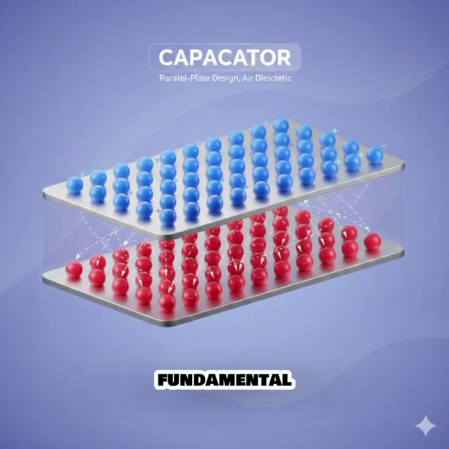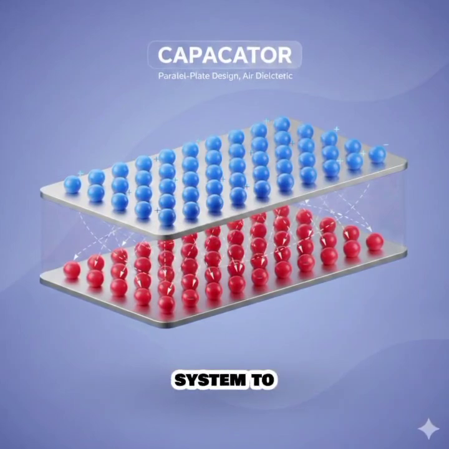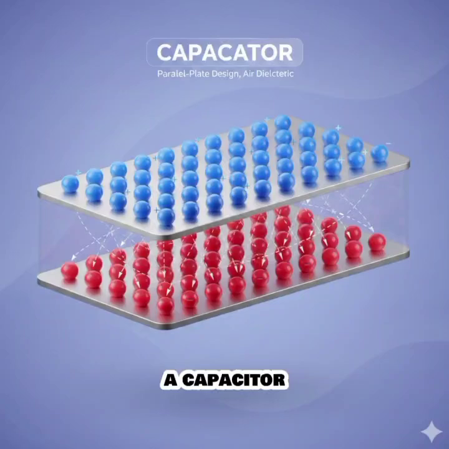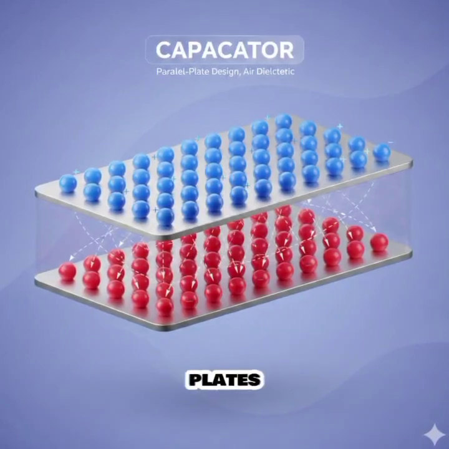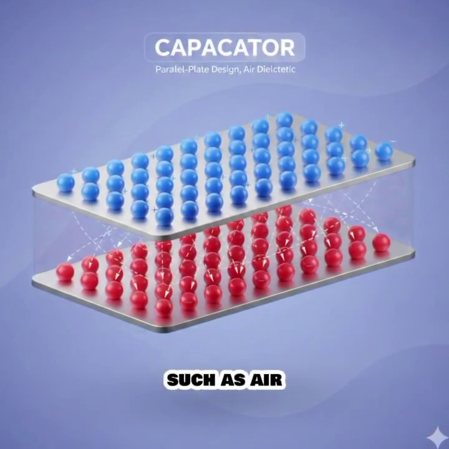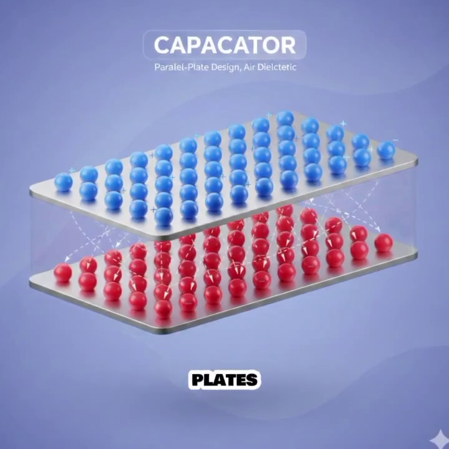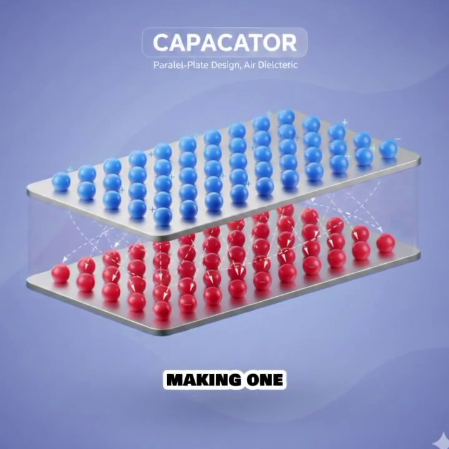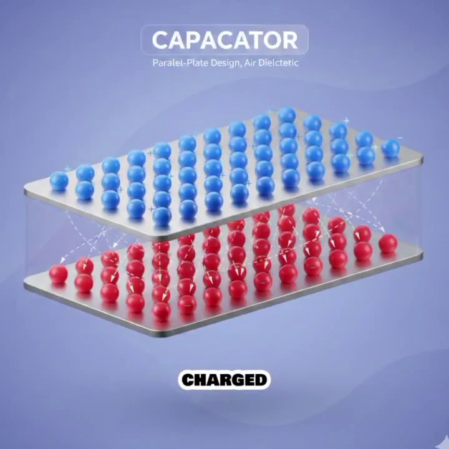Capacitance is a fundamental concept in electrostatics and refers to the ability of a system to store electric charge. A capacitor is a device designed for this purpose and consists of two conducting plates separated by an insulating medium such as air or vacuum. When a potential difference is applied across the plates, electrons move from one plate to the other, making one plate negatively charged and the other positively charged.